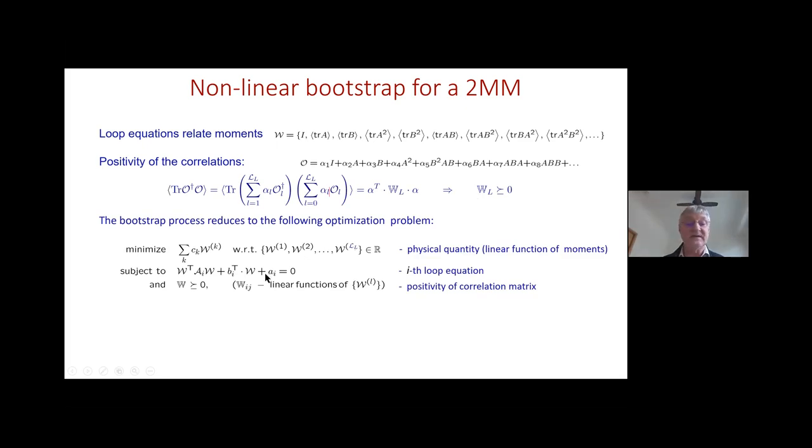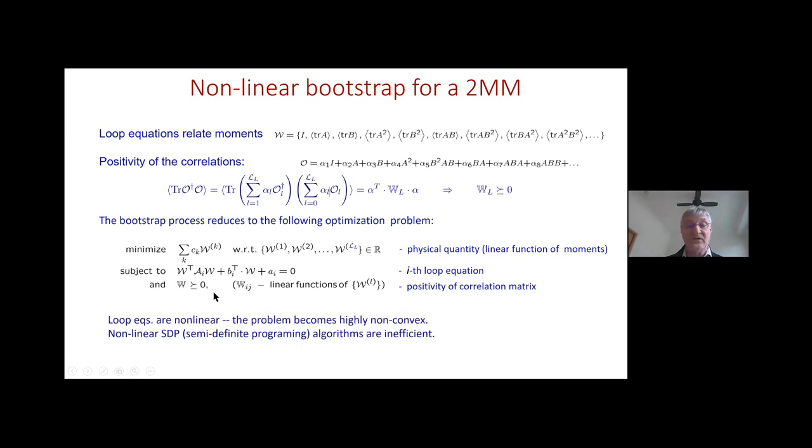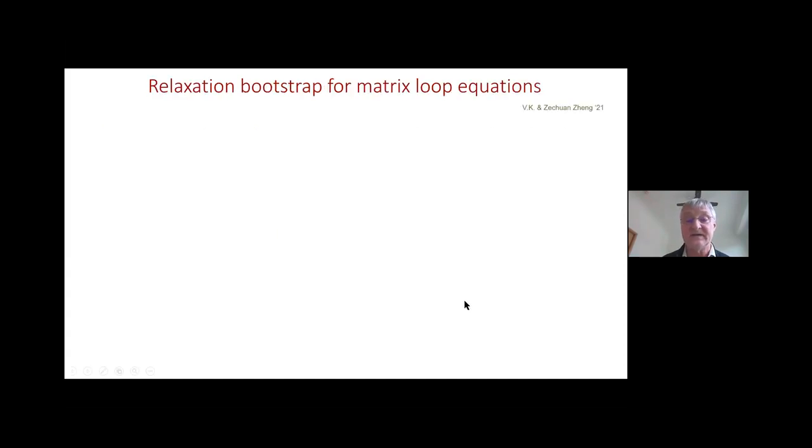Now the bootstrap process can be presented in the following form. We should minimize and maximize some physical quantity, find margins, with respect to all these moments, the variables, and they are subject to nonlinear loop equations with this nonlinear term, and then we impose the positivity of the correlation matrix. Of course, the nonlinearity brings many complications. It's a non-convex problem of minimization, and all the existing algorithms are quite inefficient here.